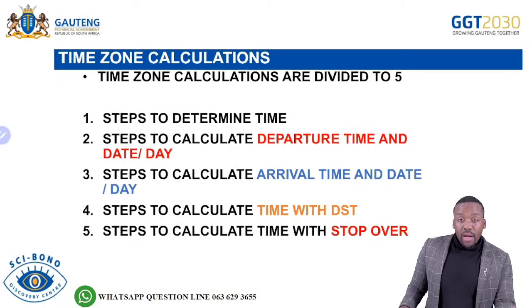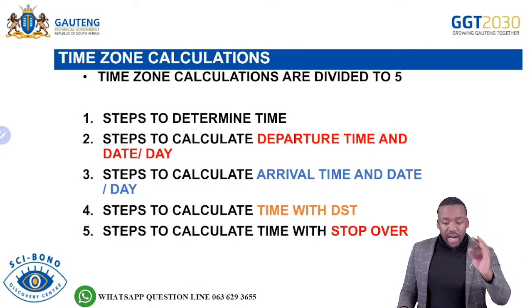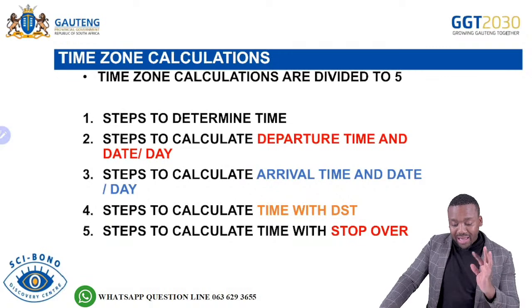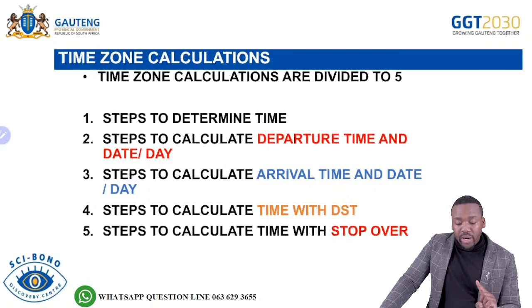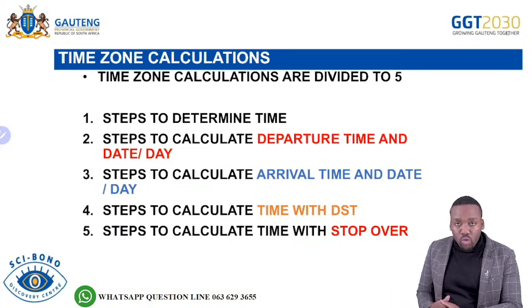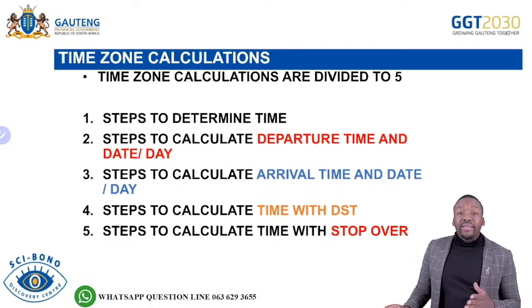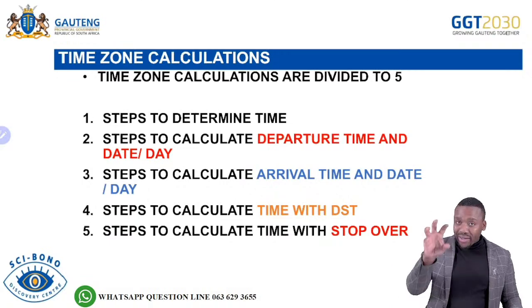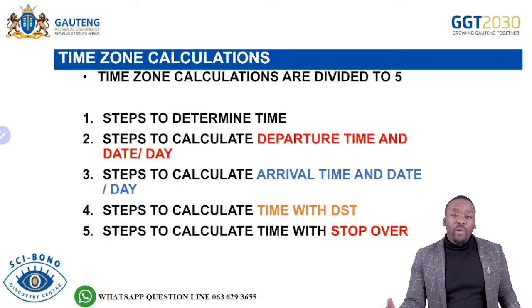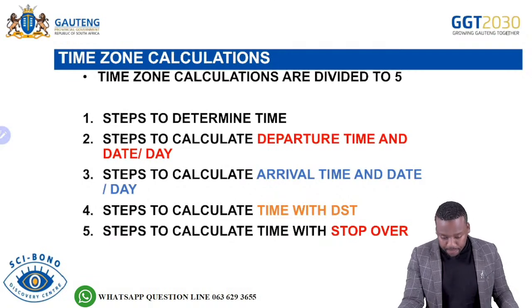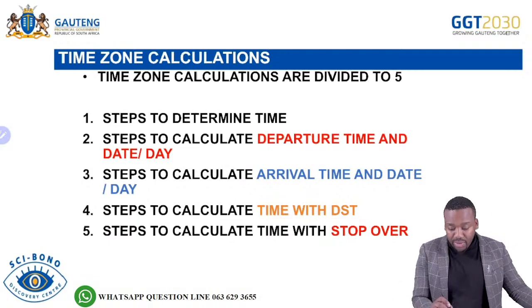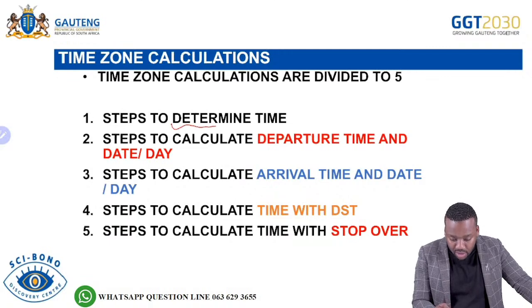Right. Now we are moving straight to time zone calculations. I hope you have jotted this down. When it comes to time zone calculations, we need to remember that it is a process. When I say it is a process, I mean it is step by step. And once you miss one step, chances are extremely high that everything going down will be incorrect. The first one, we've got steps to determine or calculate time.